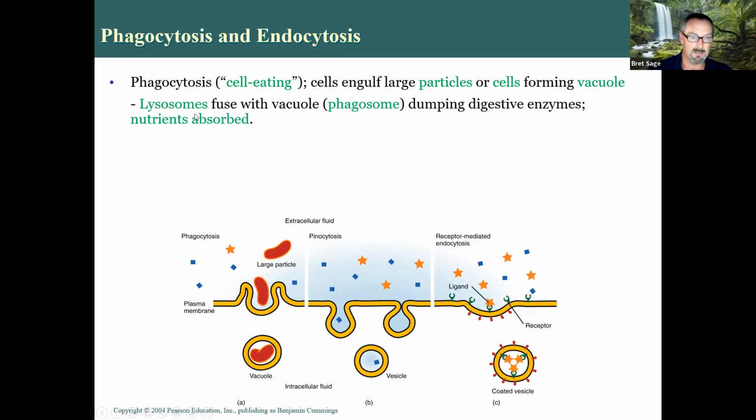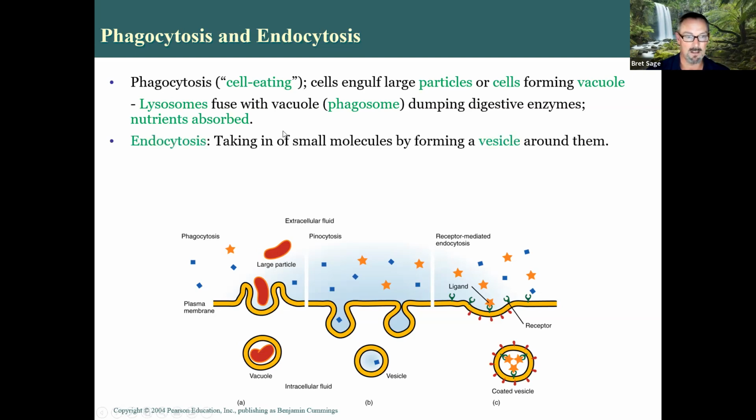So what happens next? Well, the lysosomes fuse with the food vacuole, which becomes what is called a phagosome. That dumps the digestive enzymes that were in the lysosome into the vacuole, forming a phagosome that digests it, breaks up that cell or organelle or whatever, and then the nutrients are absorbed into the cell. Now, this is how amoeba get nutrition, but this is how your white blood cells destroy bacterial cells or viruses that they happen to come across.